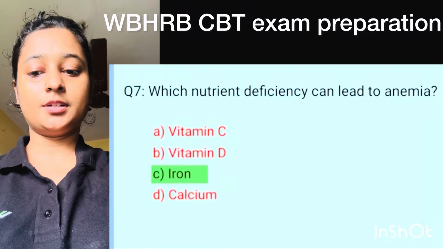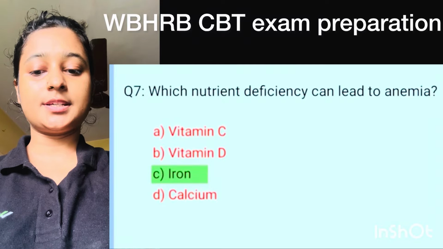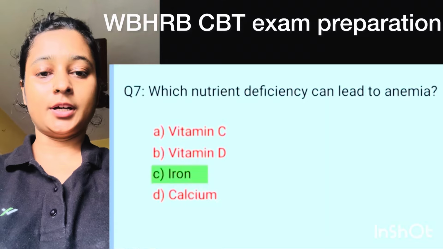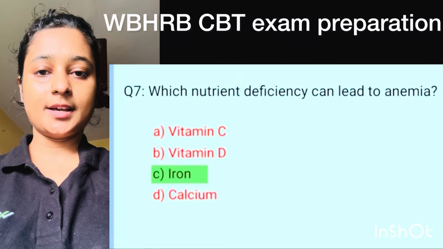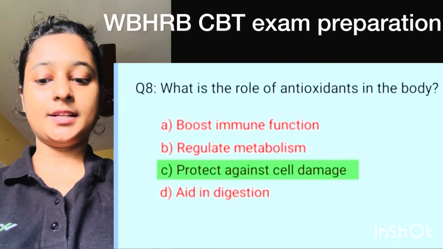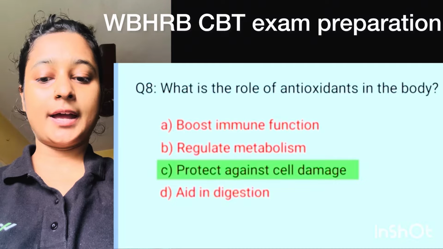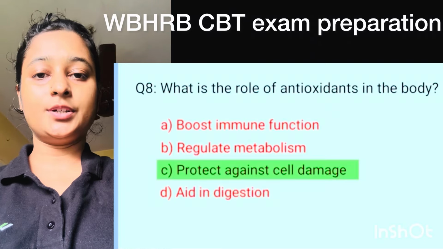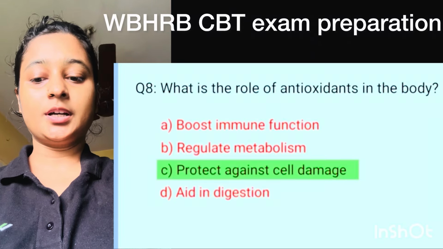Question number 7. Which nutrient deficiency can lead to anemia? Here, correct option is option C, iron. Question number 8. What is the role of antioxidant in the body? Here, correct option is option C, protect against cell damage.